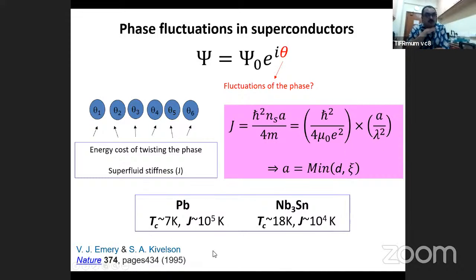When you calculate, you get this J to be a ridiculously large number. So lead, it is 10 to the power 5 Kelvin. Niobium tin, it's 10 to the power 4 Kelvin. Sometimes it may be even a little lower, few hundred Kelvin, but doesn't matter. It's just far too large to be of any significance. So you will not excite this fluctuation because the energy cost is so much higher compared to Tc, which is the maximum temperature up to which superconductivity survives.